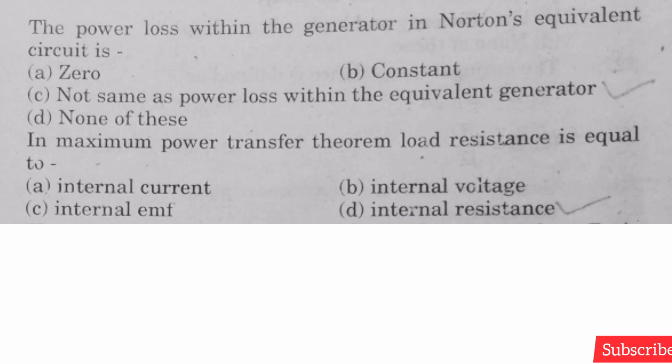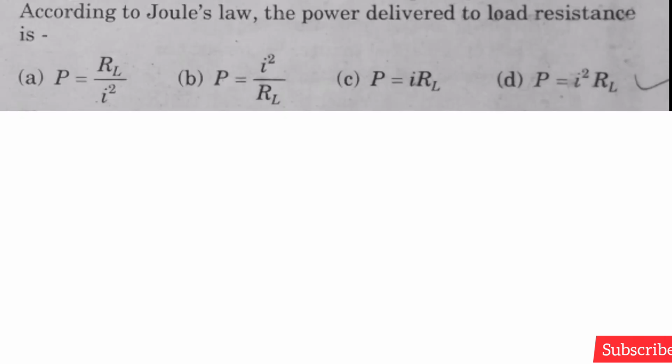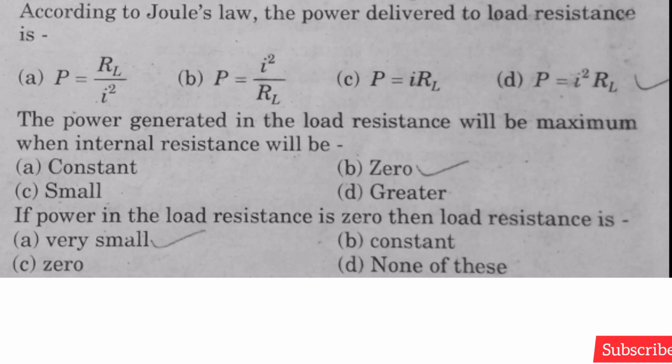In maximum power transfer theorem, load resistance is equal to, option D is right. The maximum power will be delivered to the load when RL is equal to internal resistance. This theorem is maximum power transfer. Option B is right. According to Joule's law, power delivered to load resistance, option D is right. The power generated in the load resistance will be maximum when internal resistance will be 0. Option B is right. If power in the load resistance is 0, then load resistance is, option A is right.